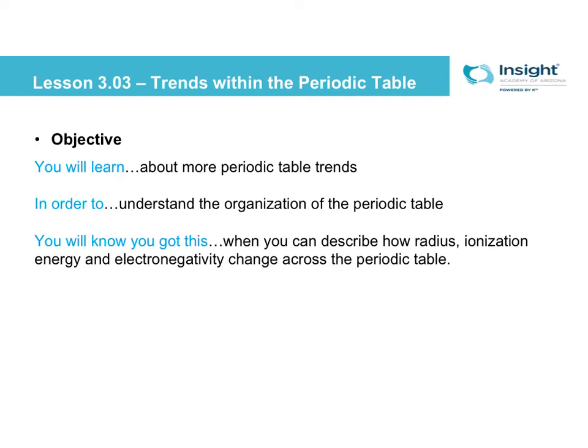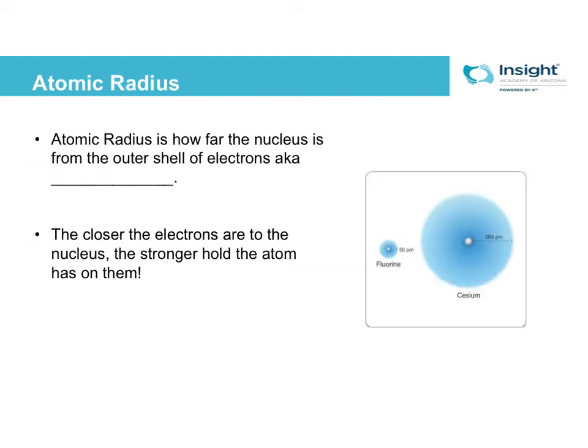All right, got some more trends. These are going to be overarching trends across the entire table. So we may talk about how things change across periods and in groups, but really there's kind of a whole table side. So the first thing we want to talk about is our atomic radius.